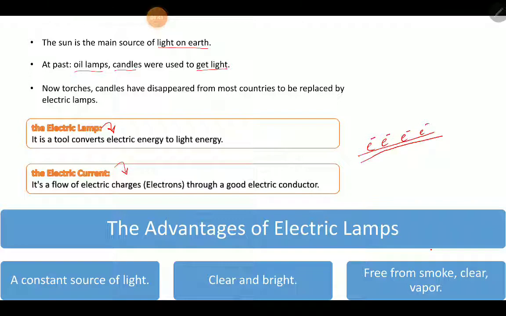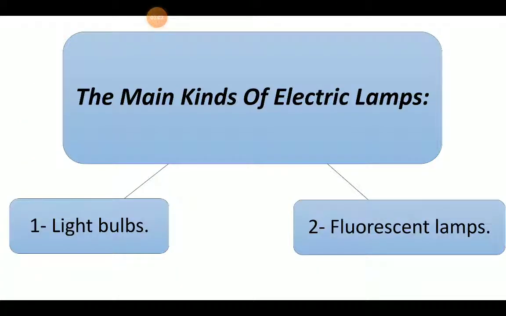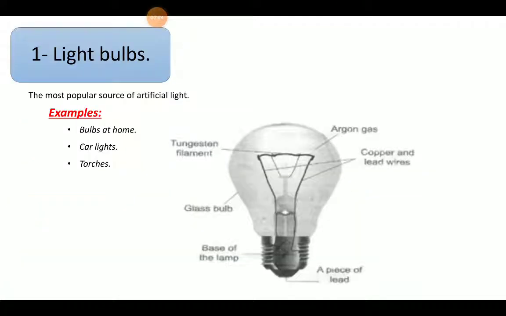Advantages of electric lamps: constant source of light, clear and bright, free from smoke, dust and vapor. There are different types of electric lamps, but the most popular electric lamps are light bulbs and fluorescent lamps. We will start talking about light bulbs.